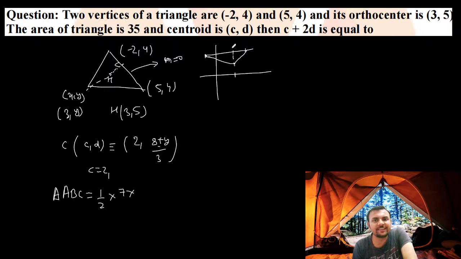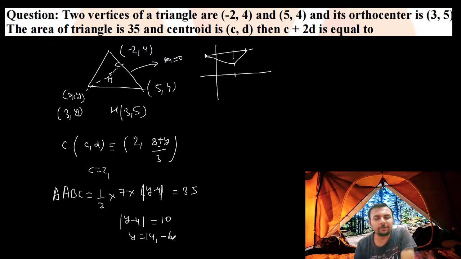So I think this height is |y minus 4|, which is equal to 35. So we can say that |y minus 4| is equal to 10. So y is 14 or y is minus 6. Okay. So if y equal to minus 6, d will be 2 by 3, and if y equal to 14, d will be 22 by 3.